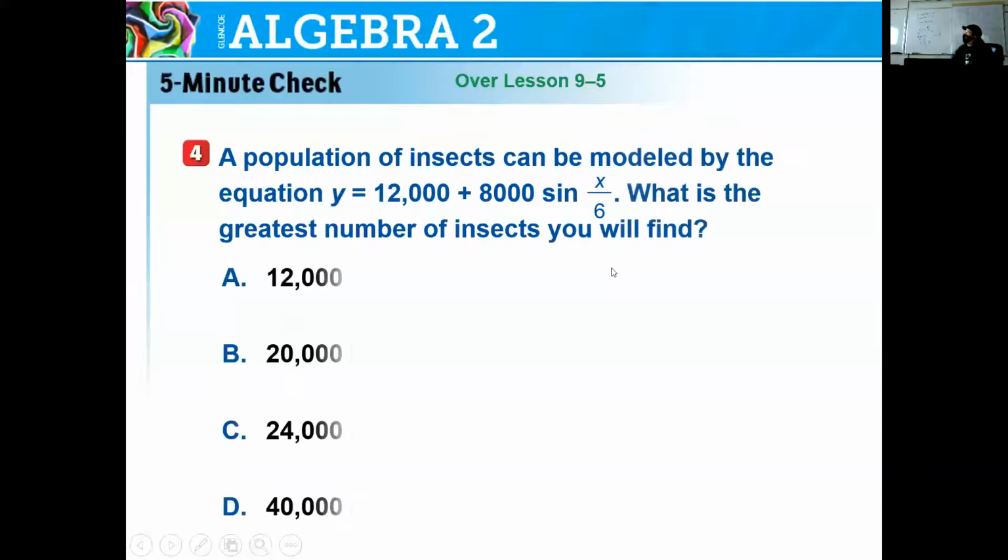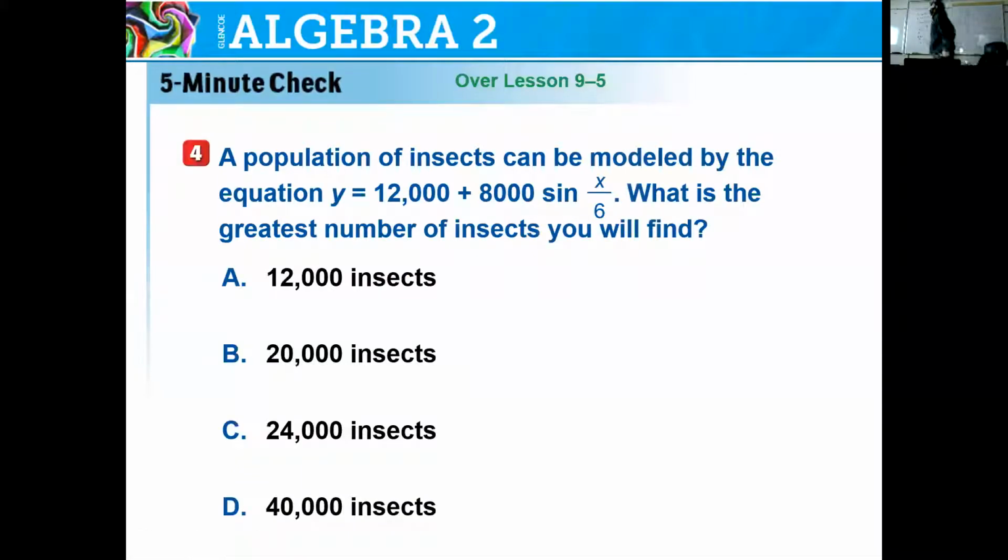All right, so this one kind of introduces what we're talking about in a vertical translation aspect. But you can see it's kind of written in a funky format. It doesn't necessarily follow the trend of the actual equation. It says a population of insects can be modeled by the equation y equals 12,000 plus 8,000 times the sine of x over 6. What is the greatest number of insects you will find?